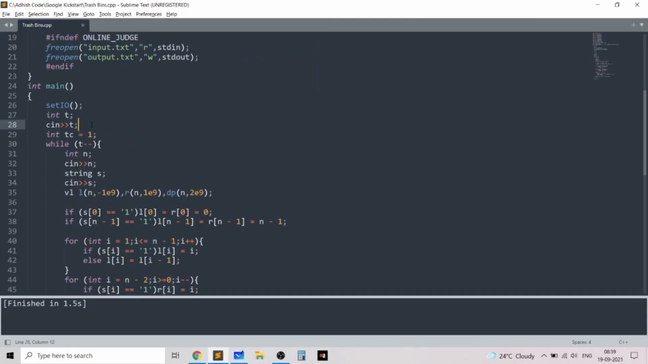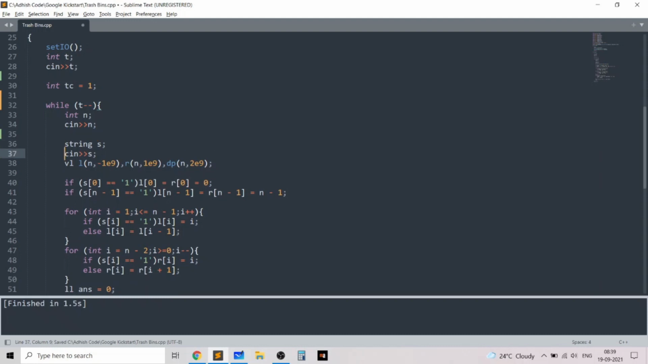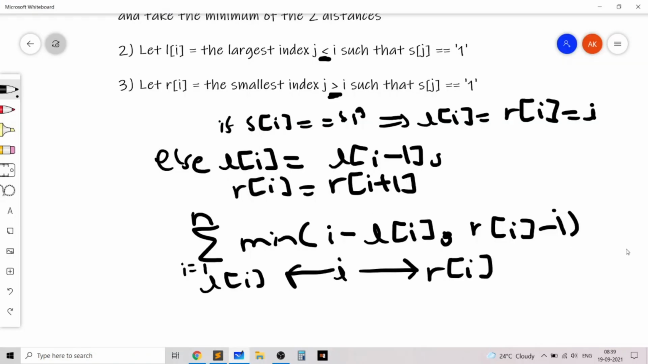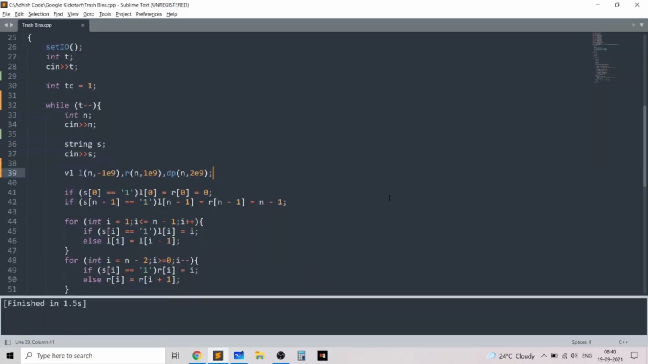So in the code, I take in the value of t, which is the number of test cases. For each test case, I take in the value of n and the string s. Then I store the values L, R and dp. dp basically stores this quantity, the minimum of I minus L of I, comma R of I minus I. So that's what dp stores. Initially, if s of 0 is 1, we set L of 0 and R of 0 to be 0, because 0 is equal to I. And if s of n minus 1 is 1, we set L of n minus 1 and R of n minus 1 to be n minus 1.